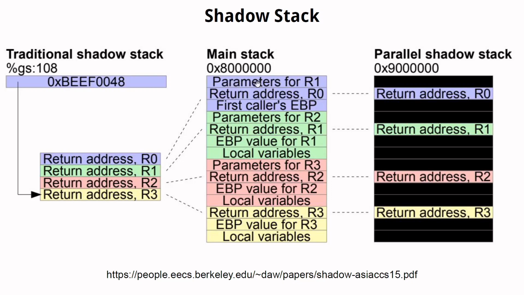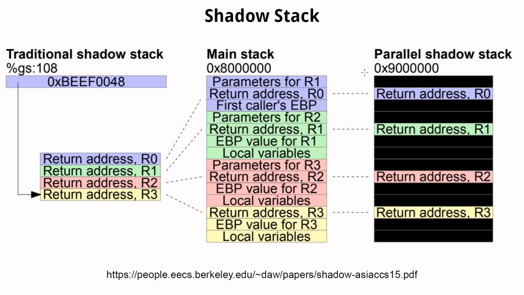So the main stack, we're not going to change anything. The return address is here. Then at another place, somewhere else, where attackers cannot overwrite, we will store another copy of the return address. When we call the second function, do the same thing. We have another copy of the return address. So when the attacker overwrites the main stack, the shadow stack is not modified. So when the function returns, instead of using the return address on the main stack, we will use the address on the shadow stack. Or we can also compare those two addresses to see if they match. If they don't match, it means there has been an attack.